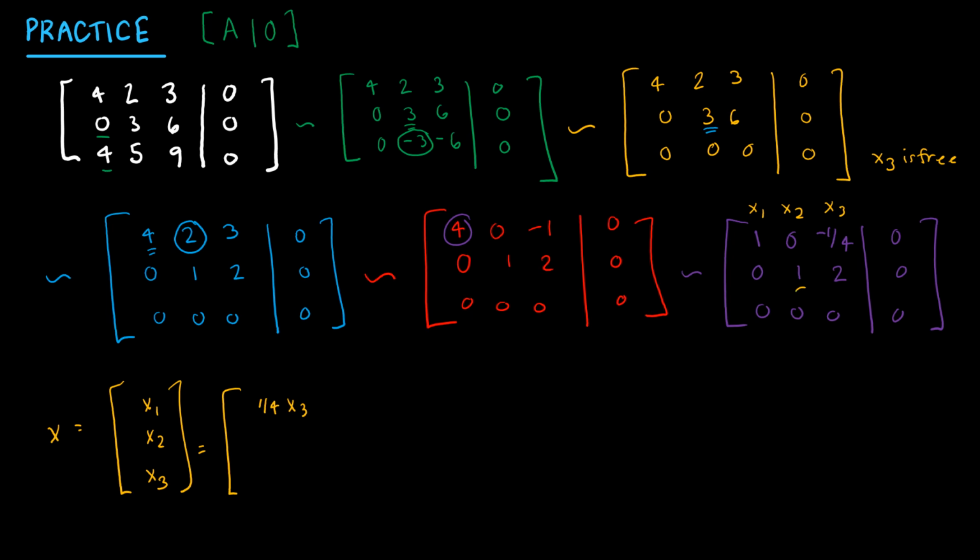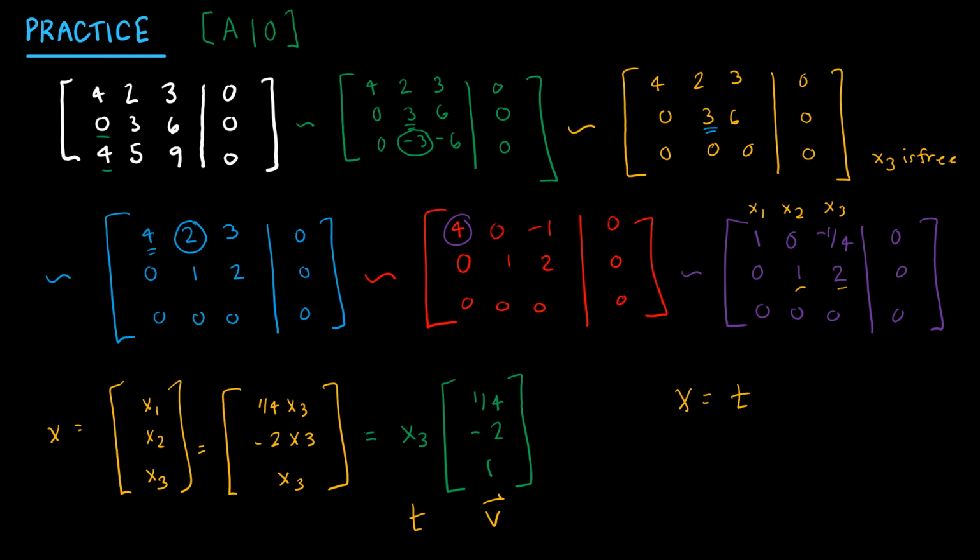x2 plus 2x3 is equal to 0, so x2 is equal to negative 2x3, and then x3 is free, which means, again, if I factor out x3, then I have 1/4, negative 2, 1. So again, I'm able to then say that this is in fact in the correct parametric vector form because I have some constant t times some vector v. And that's exactly what I wanted.